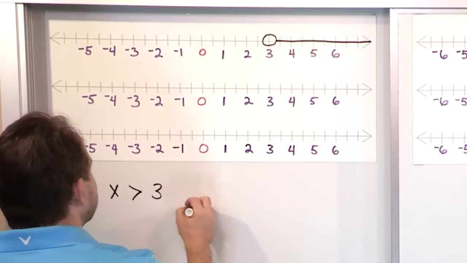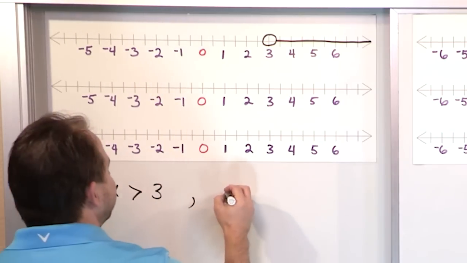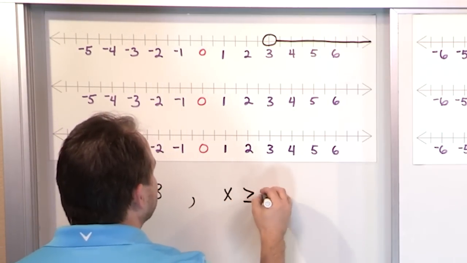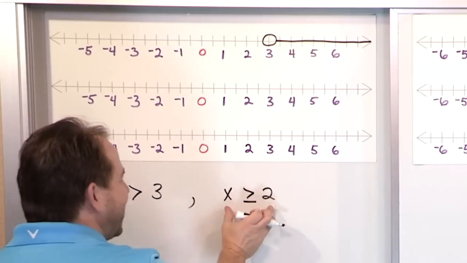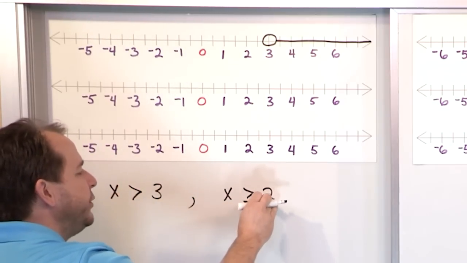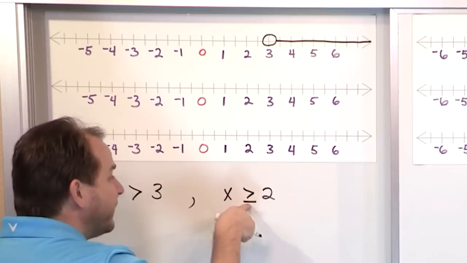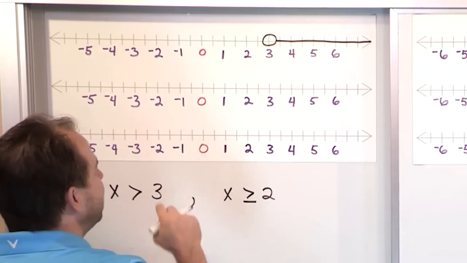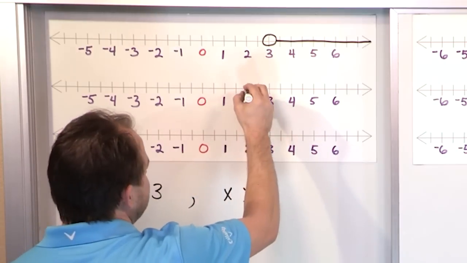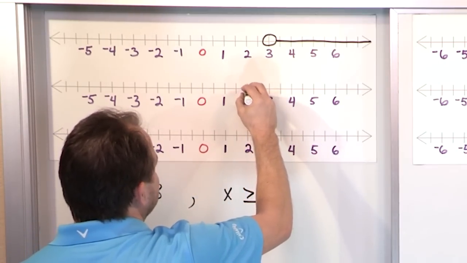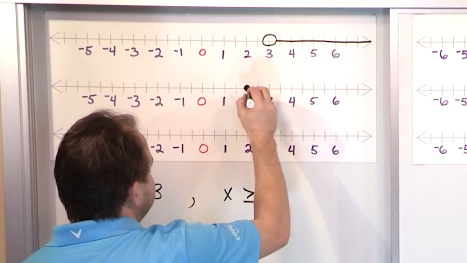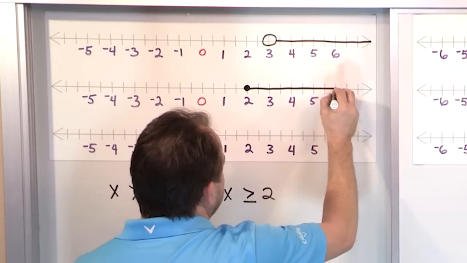All right, let's take a look at another really simple one. Let's say we have x is greater than or equal to 2. So this is the exact same thing, except we're also including the number 2 in the range of x, because it's greater than 2, or it's equal to 2 as well. So we represent that by finding the number 2 in the number line, and we put a solid dot in place instead of an open circle, and then we shade everything to the right.